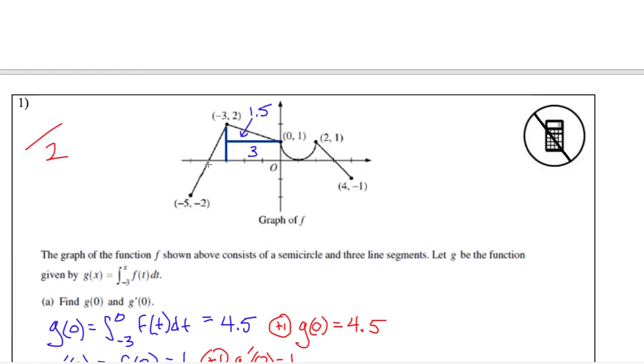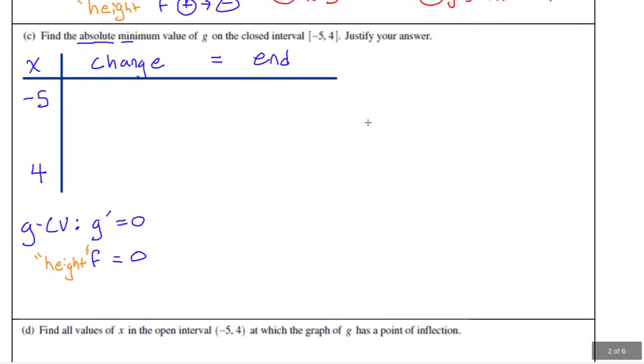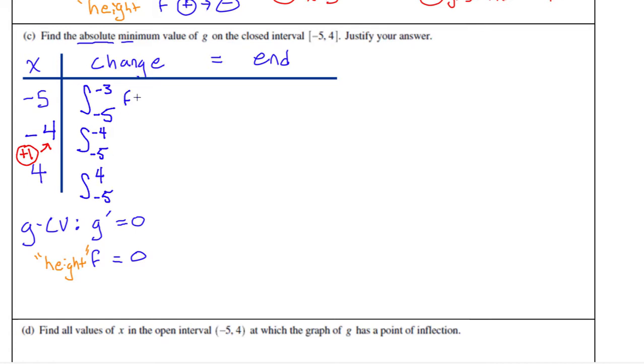And what was the x-coordinate? The x-coordinate was -4. So I need to check -4. Just by having -4 as a candidate, you get +1. And then from there, I need to find the accumulation. So my integral is going to be the integral from -5 to -3. This is going to be the integral from -5 to -4. And this is going to be the integral from -5 to 4. And all of these are f of t dt. Why is the first one -5 to -3?